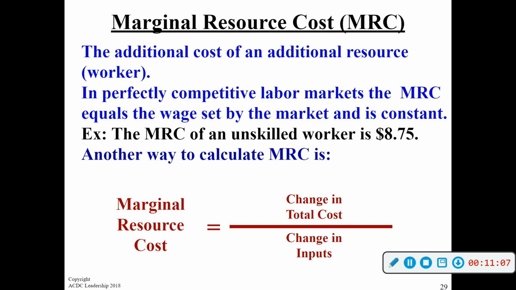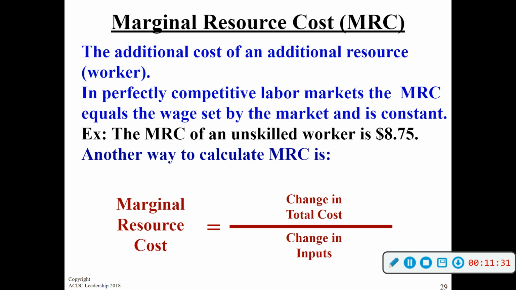Because if you break down that definition, marginal, add 1 and look for the change. Resource, labor is a resource. And then the cost. So what is the additional cost for adding 1 more unit of labor? It's just the wage you have to pay them. That is all the marginal resource cost is. What are we going to pay the worker? I mean, it gives you the formula: the change in total cost divided by the change in inputs.